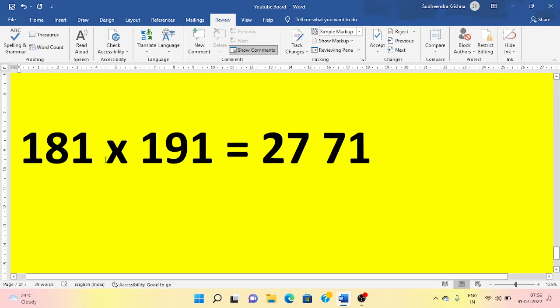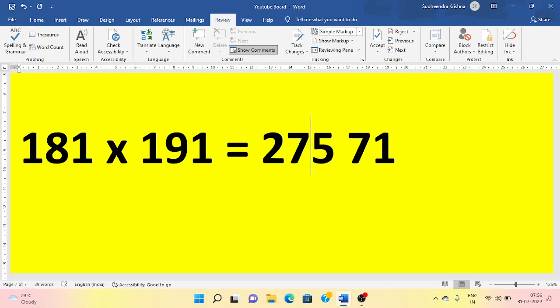Now to get the middle portion of the answer, you multiply 9 and 8. 9 into 8 is 72. To this 72 you add 2. So 72 plus 2 is 74. To this 74 you already have 1 carry. So 74 plus 1 is 75. So put 5 here and carry over 7 to the left side.